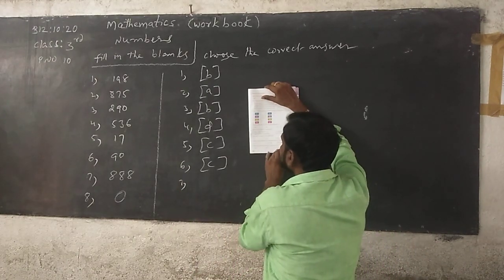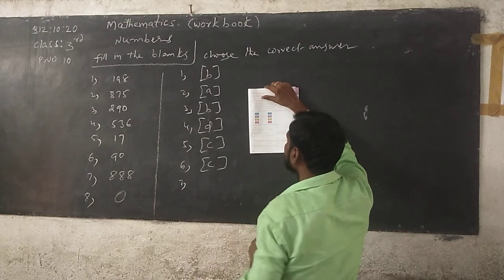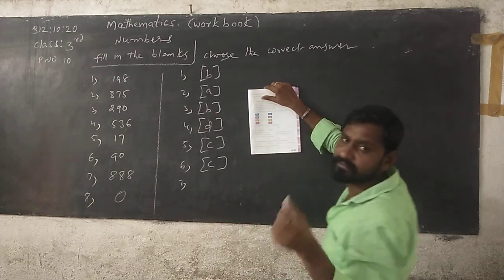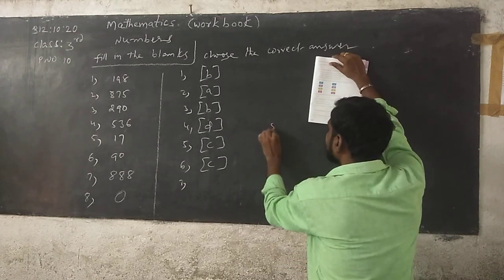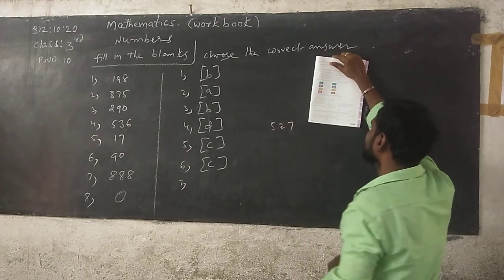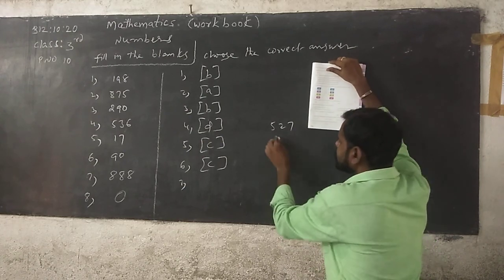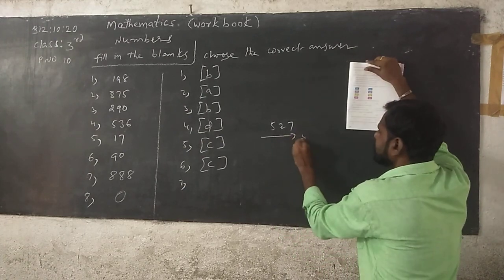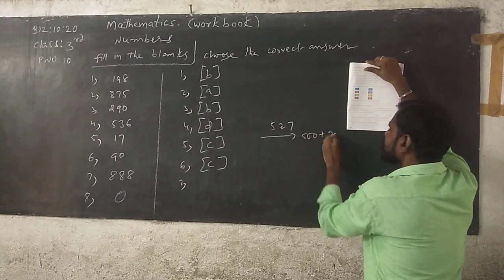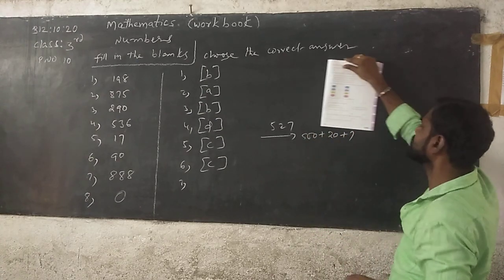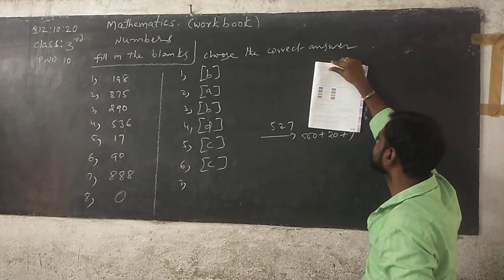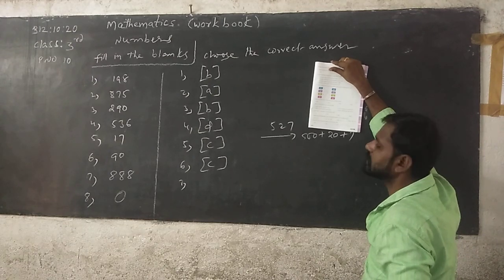Sophia has 527 seashells in her collection. Which of these is equal? You can write this in expanded form, which means 500 plus 20 plus 7. Which is correct in it? C.